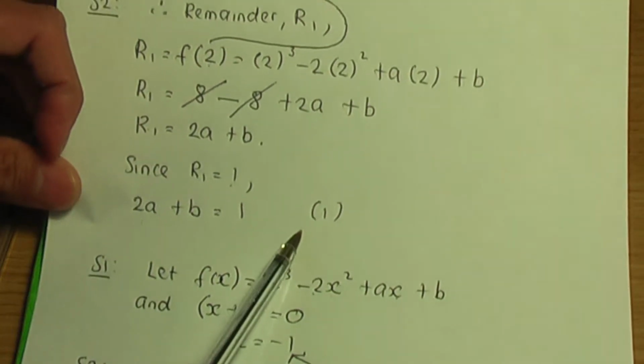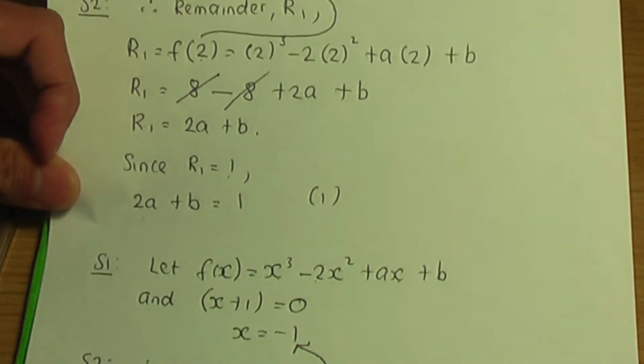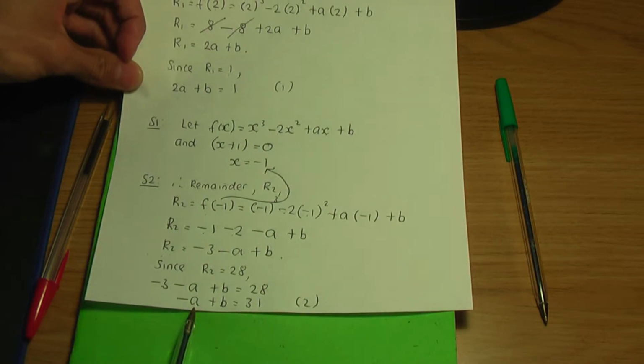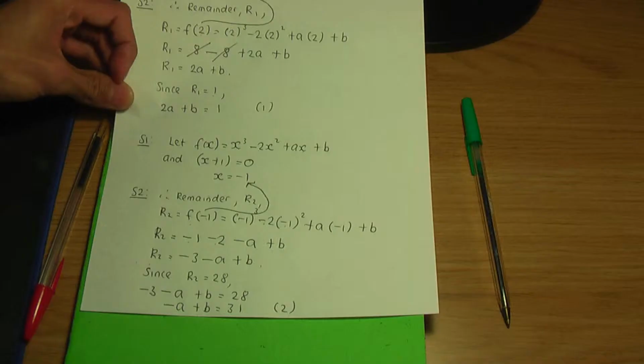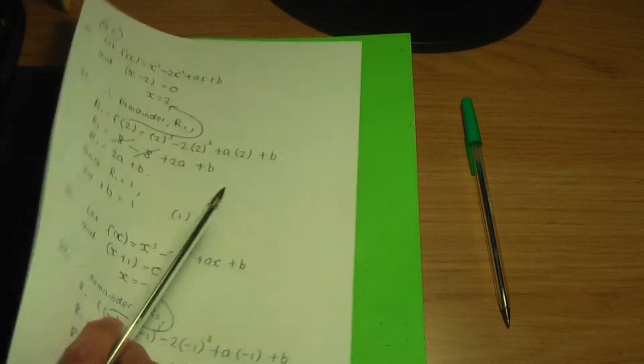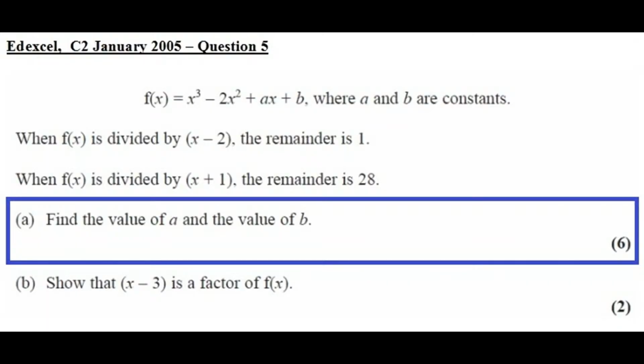So to summarise, I've got two equations. I've got an equation 1 here, 2a plus b is equal to 1. I have an equation 2 here, minus a plus b, that's equal to 31. And if we go back to the question, we need to find the value of a and the value of b. So let's go back to the paper and pen.